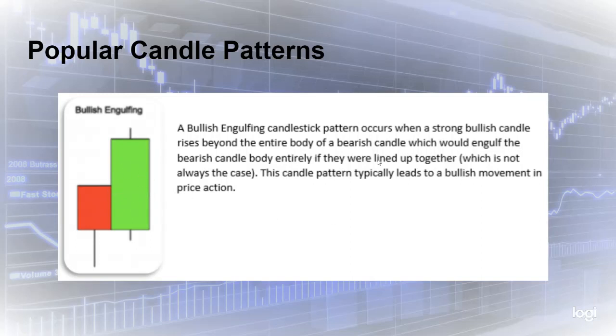So this pattern occurs when a strong bullish candle rises beyond the entire body of a bearish candle, which would engulf the bearish candle's entire body if they were lined up together. Sort of like if you put it on top of it, then it would be completely gone. So you wouldn't see any more of the red body of the candlestick. This candlestick pattern typically leads to a bullish movement in price action.